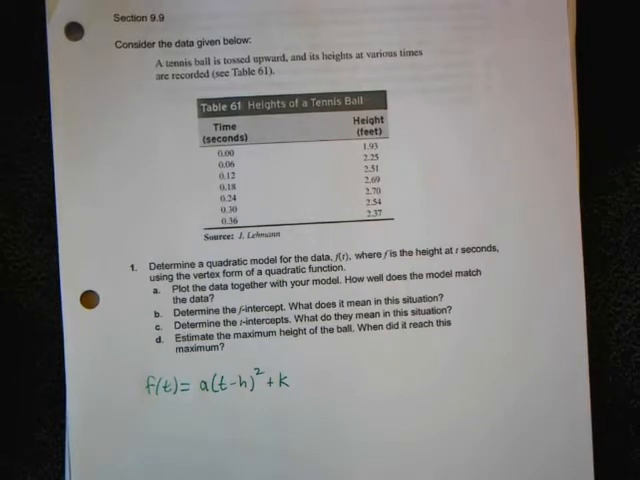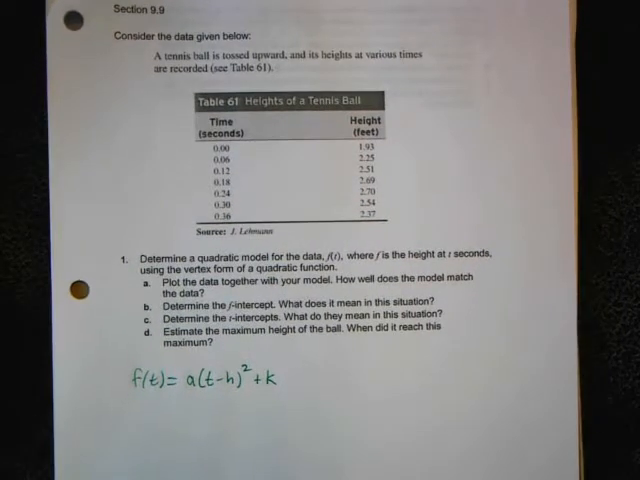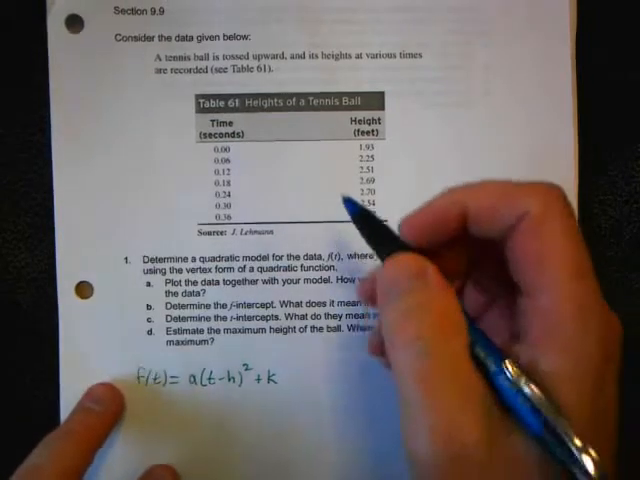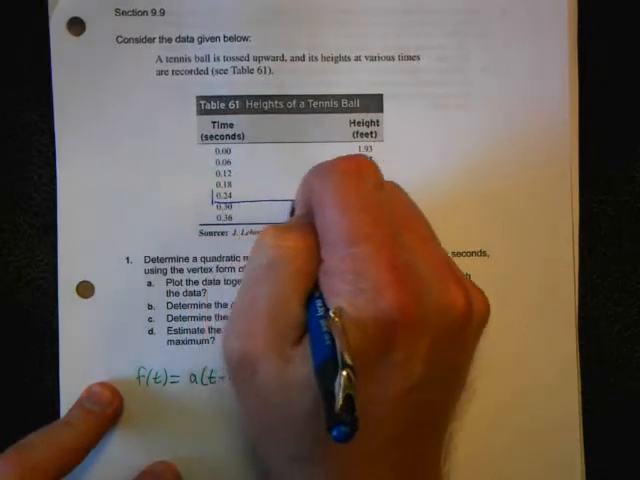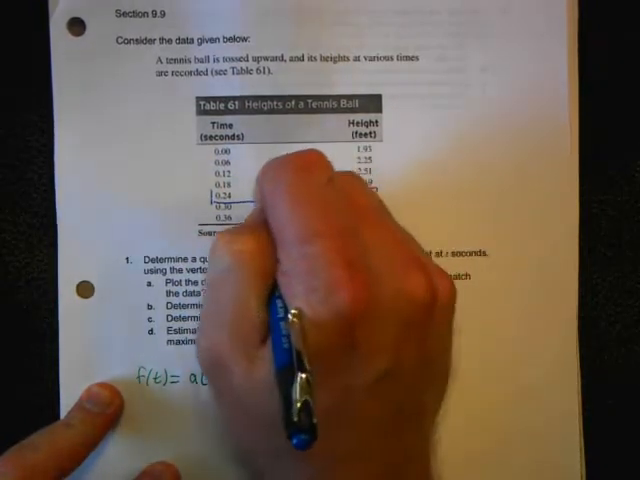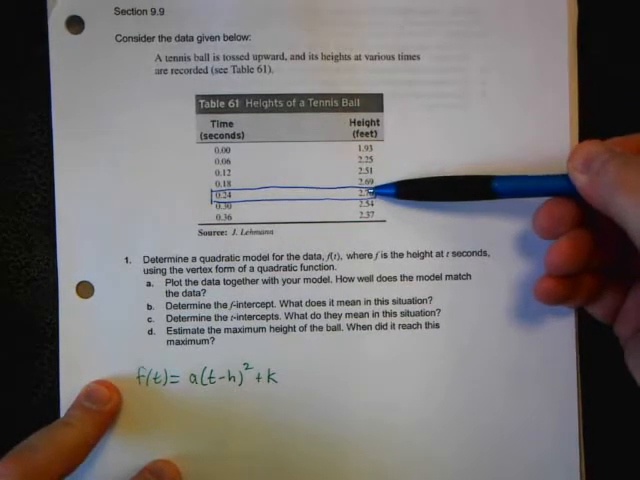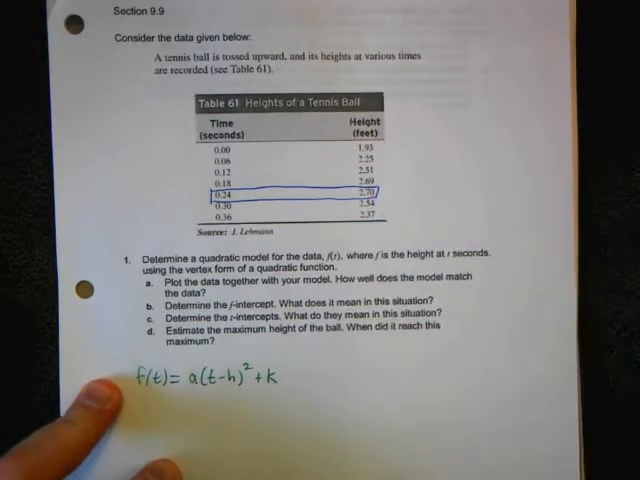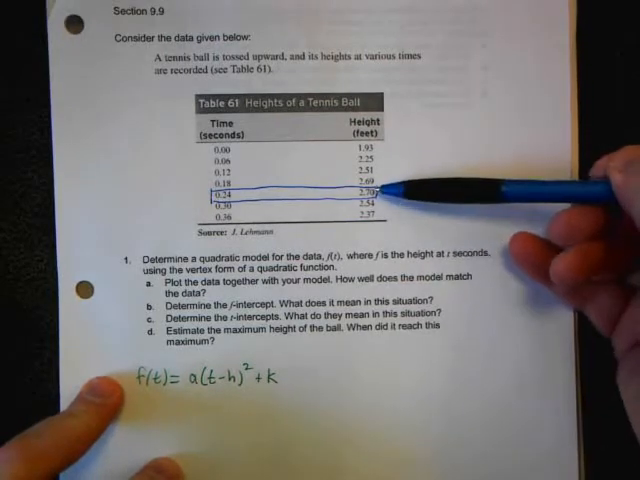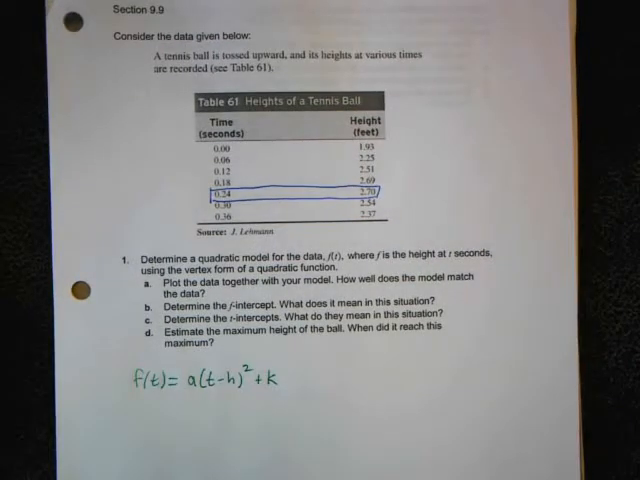We look at the data and we look for a point that looks like the vertex. Looking at that data, which point looks like it's the vertex? The 2.7. Why do you think that one's the vertex? It's the highest. The ball started out low, it went up, it reached a maximum, and then it turned around and started going back down. So this, 2.7, and time 0.24 must be the vertex.